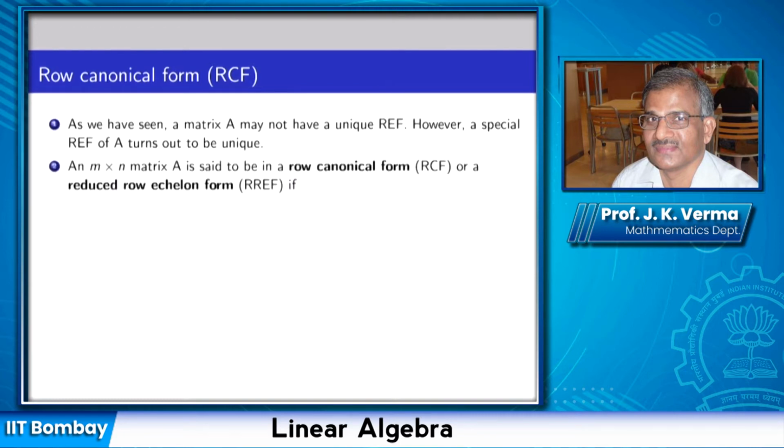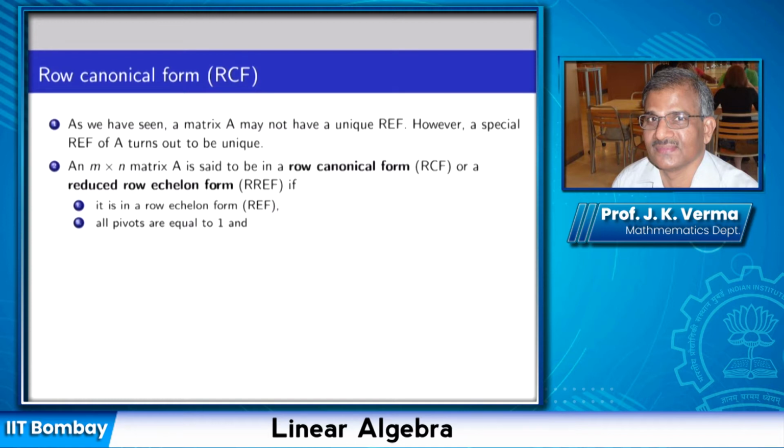So suppose I have an m by n matrix, and we say it is in row canonical form or reduced row echelon form. Both the terms are used, depending on who the author is. So this is a matrix which is already in row echelon form, but it satisfies a few more conditions. First condition is all pivots must be equal to 1. When we defined row echelon form, we did not impose this condition. We simply said that pivots are non-zero, the first non-zero entry in the given row. But now we are insisting that the pivots are equal to 1.